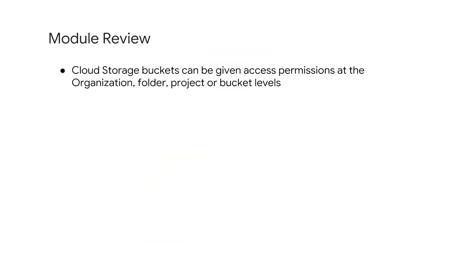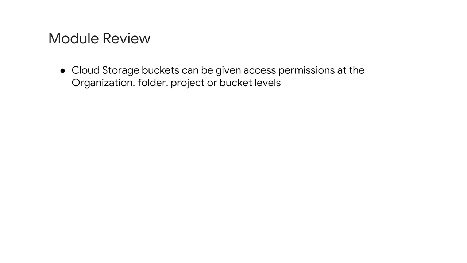In this module, we discussed how to secure your data on GCP. Here are some of the key points to take away from this section. You can control who has access to your cloud storage buckets and objects, as well as what level of access they have. Members can be granted access to cloud storage at the organization, folder, project, or bucket level. There are many predefined roles that are related to cloud storage: storage object admin role, storage object creator role, and storage object viewer role.